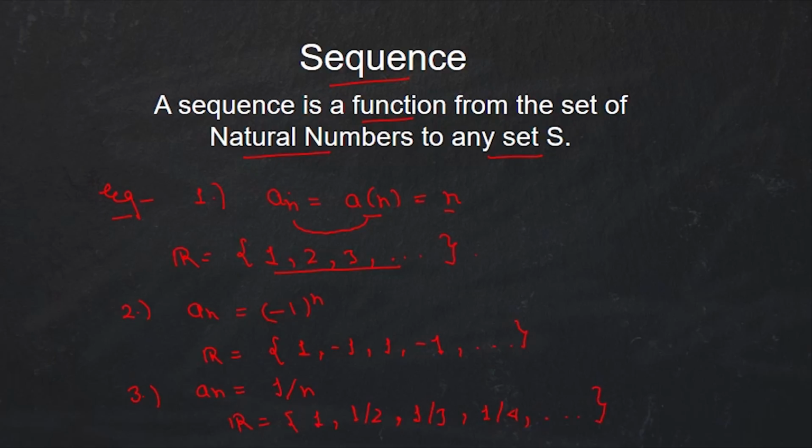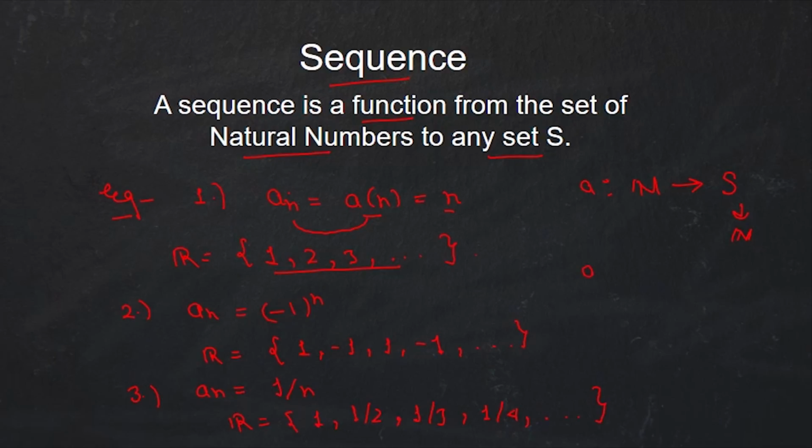So we have seen three very trivial examples of a sequence. So what is a sequence? A sequence is a function from the set of natural numbers to any set S. So what is my function here? In the first example, my function is a. Okay, a is from the set of natural numbers to a set S. In my case, S is also natural numbers, right?